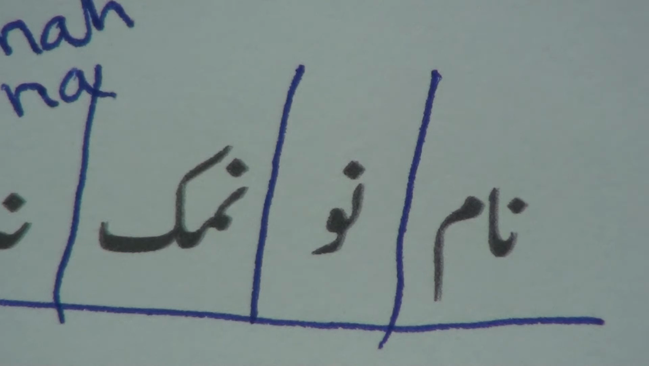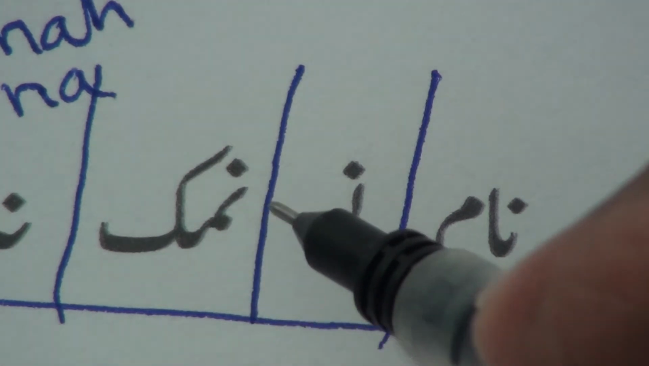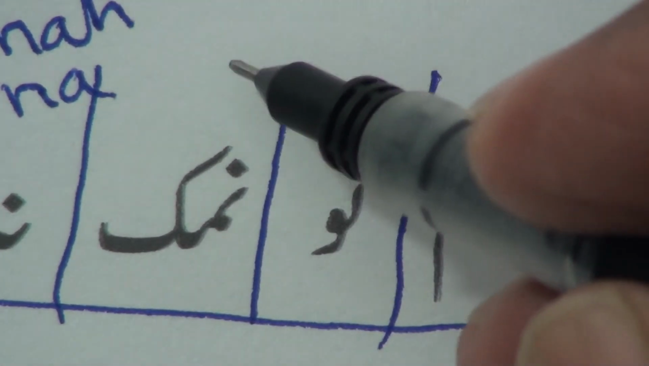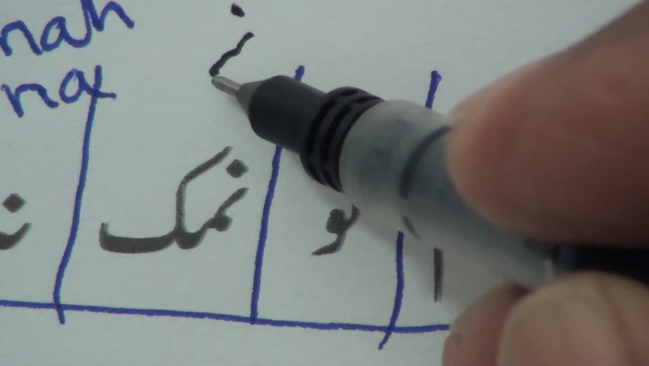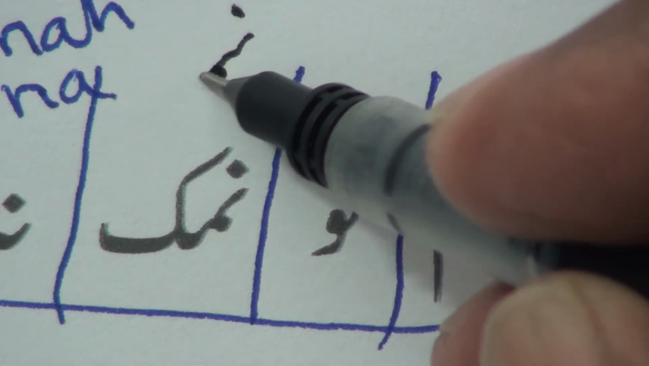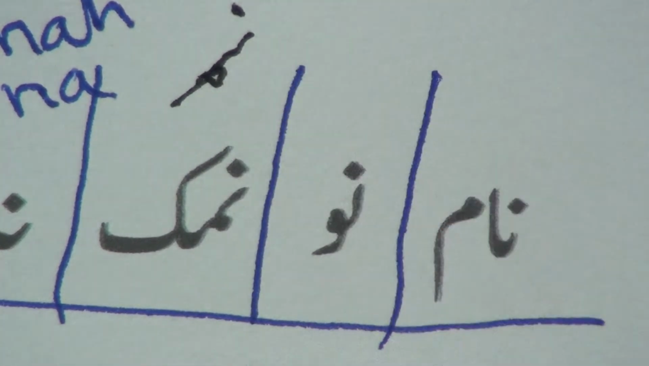When noon is at the beginning of a word and it is followed by mim, its shape becomes this. This is noon, and then it is joined to mim. Noon, mim, kaf, namak. Namak means salt.